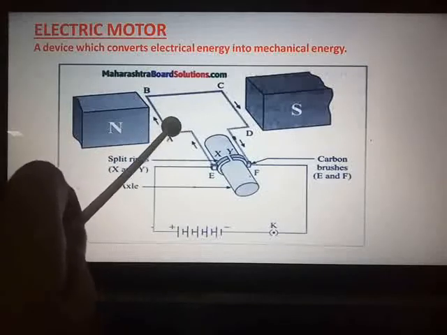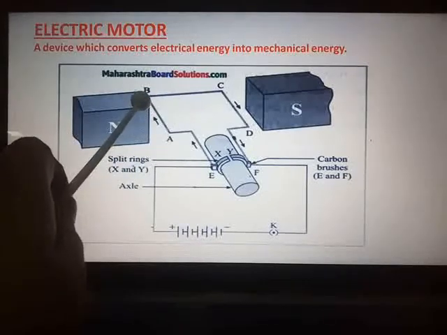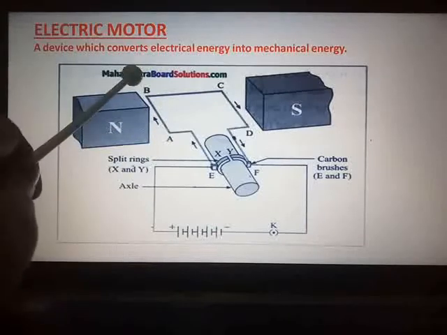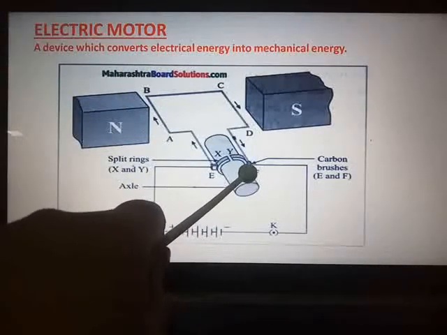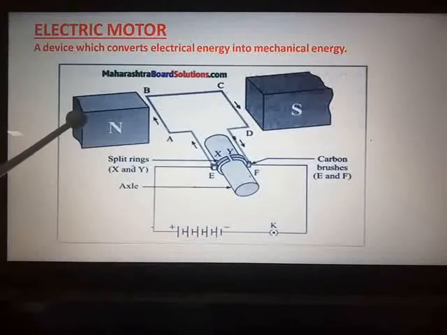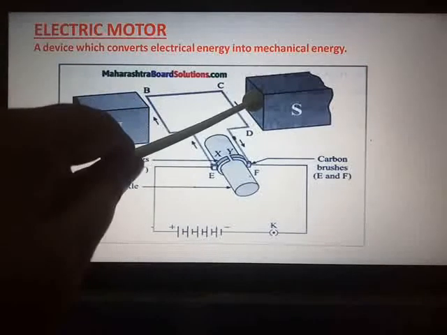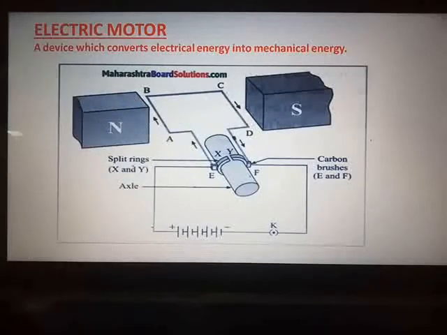Now the current flows in the branch AB of the loop from point A to point B through the carbon brushes E and F. Since the direction of the magnetic field is always from the north pole to the south pole, according to the application of Fleming's left hand rule. What does Fleming's left hand rule tell us? That the index finger is in the direction of magnetic field, the middle finger points in the direction of current, then the direction of thumb is the direction of force on the conductor.